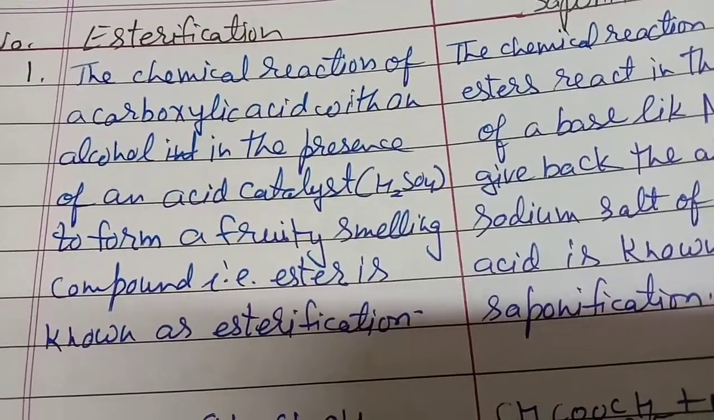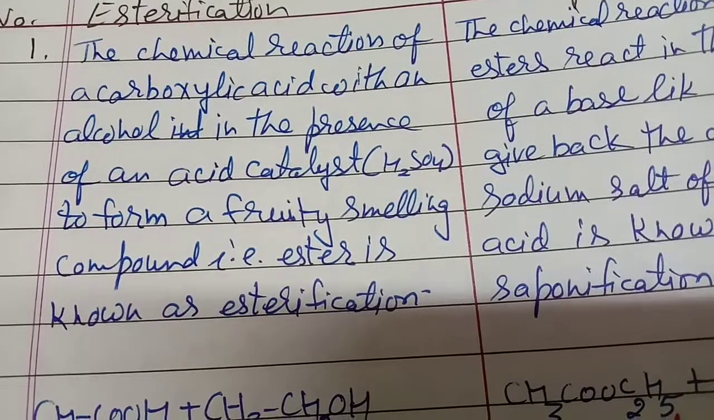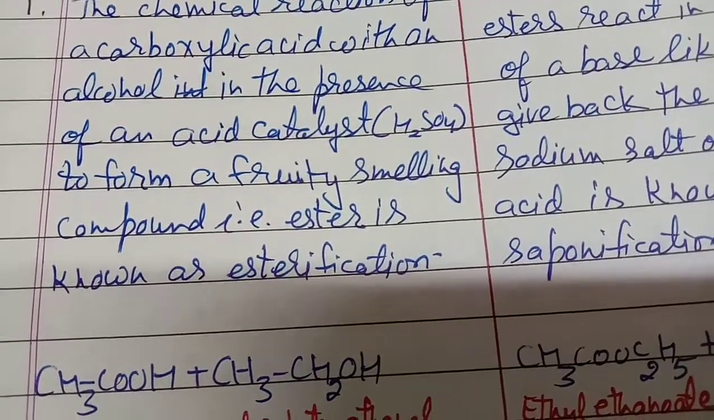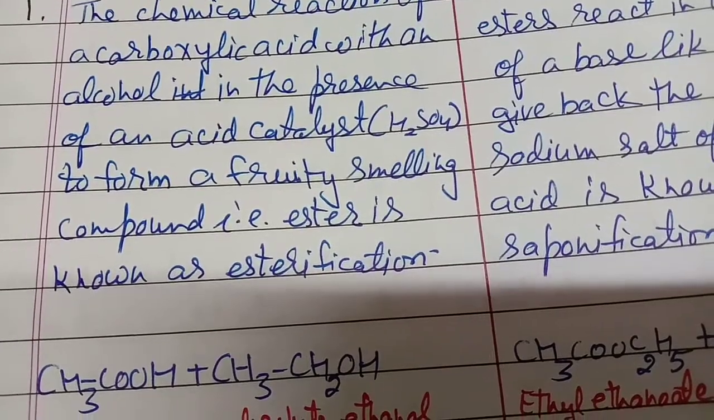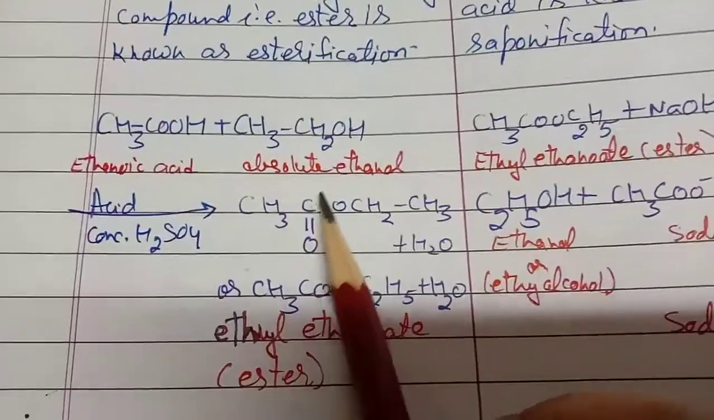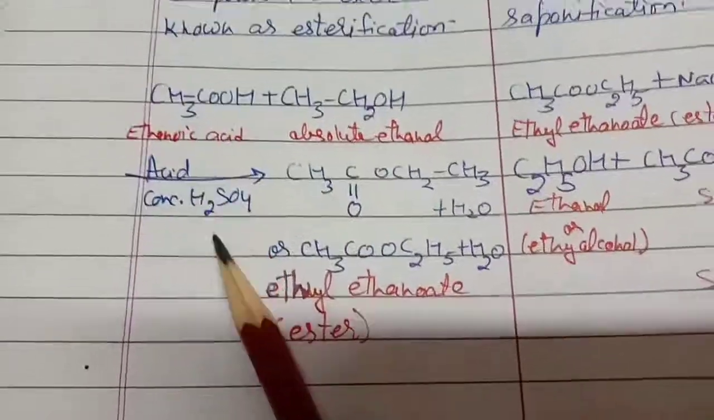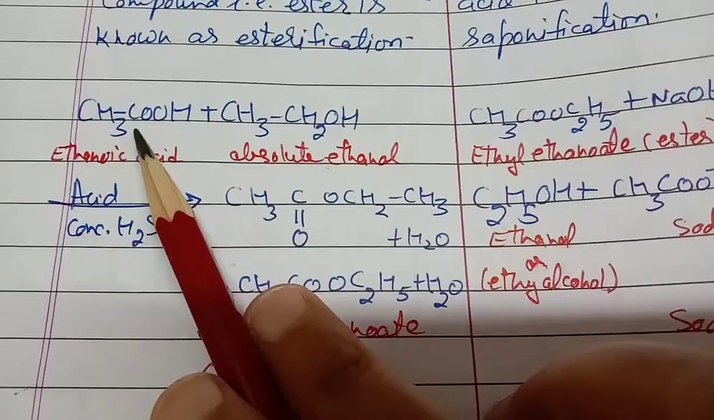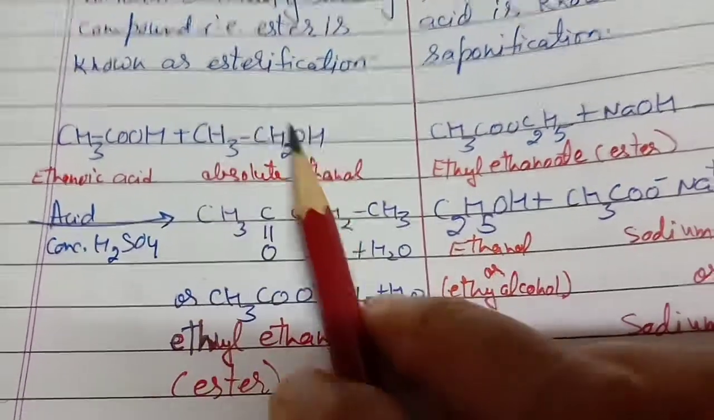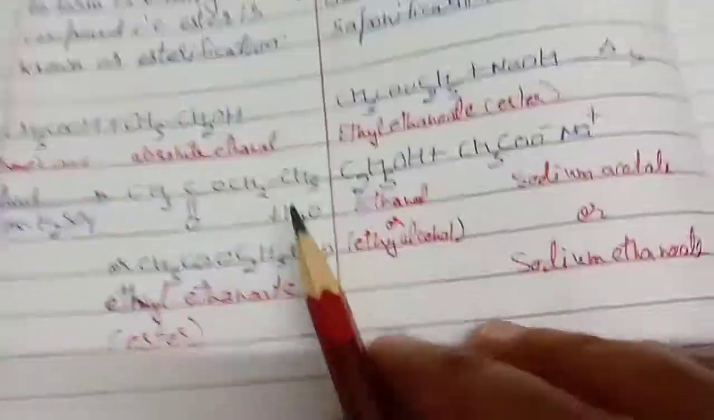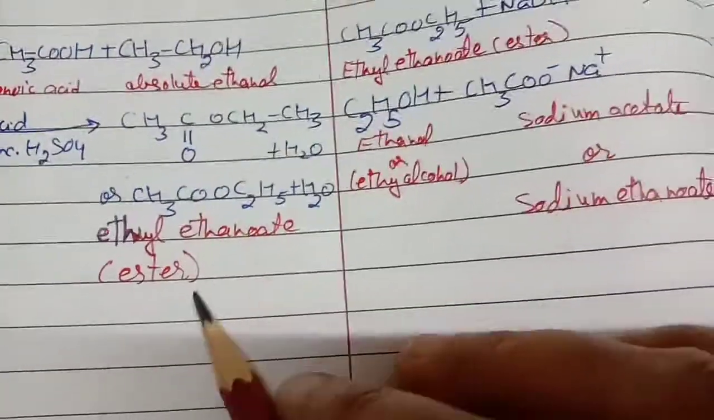Esterification: the chemical reaction of a carboxylic acid with an alcohol in the presence of an acid catalyst, that is H2SO4, to form a fruity smelling compound, that is ester, is known as esterification. Ethanoic acid, absolute alcohol. Absolute word is very important. Acid catalyst, and it is CH3COO. ये H यहाँ से हट गया, ये OH यहाँ से हट गया. CH3COOC2H5, H2O. ठीक है, ethyl ethanoate, ester.